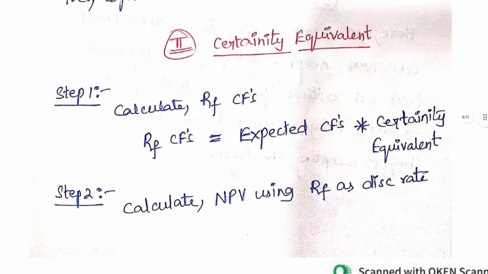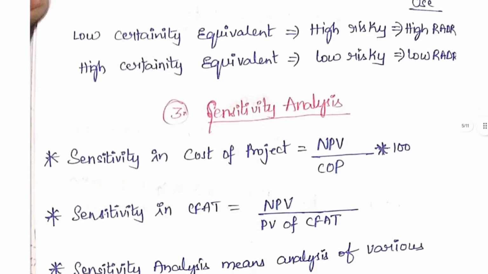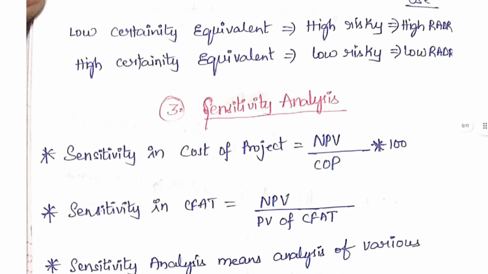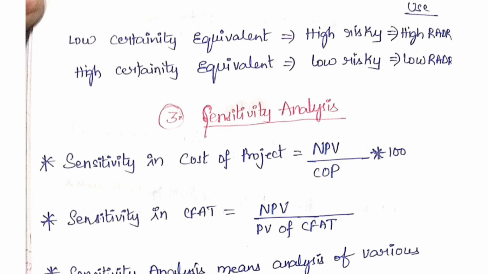Next, certainty equivalent. Steps: Step 1, calculate risk-free cash flows. Risk-free cash flows equal expected cash flows into certainty equivalent. Step 2, calculate NPV using the risk-free rate of return as the discounting rate. Low certainty equivalent means higher risk, so we need to use a high RADR. In case of high certainty equivalent, that means low risk, a low RADR needs to be used.